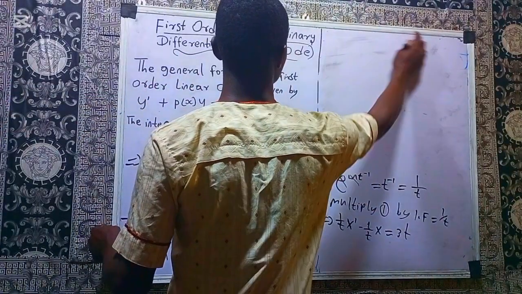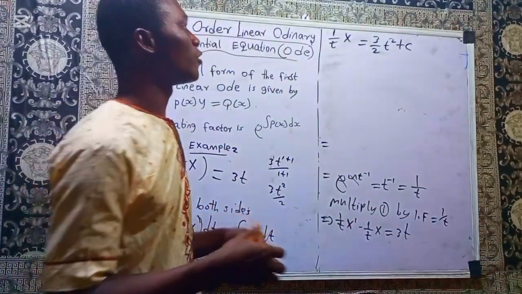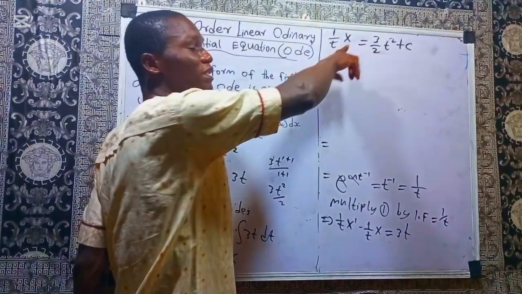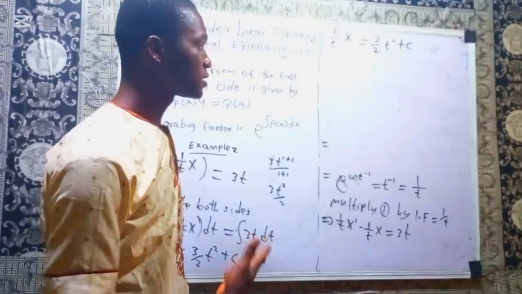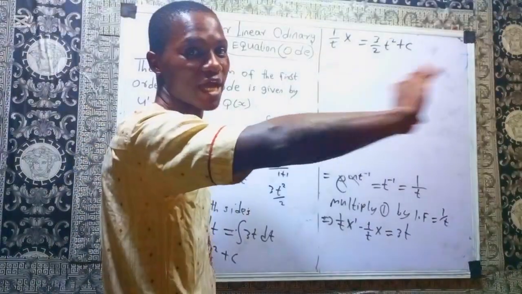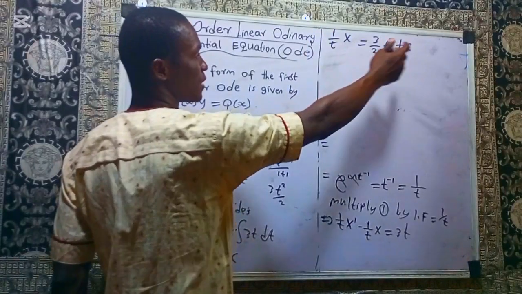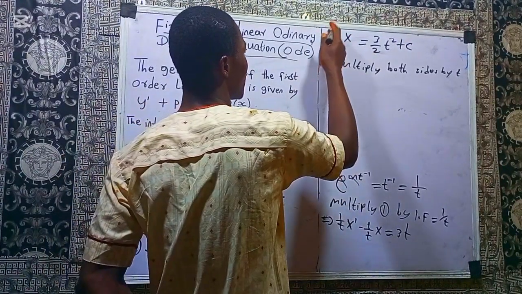So let me write the result we have here. You are looking for the solution of that ODE, so you are looking for the dependent variable, which is your x in this case. How do we make x the solution of the formula here? We can multiply through by what? t. If you multiply both sides by t, x will be the solution of the formula.